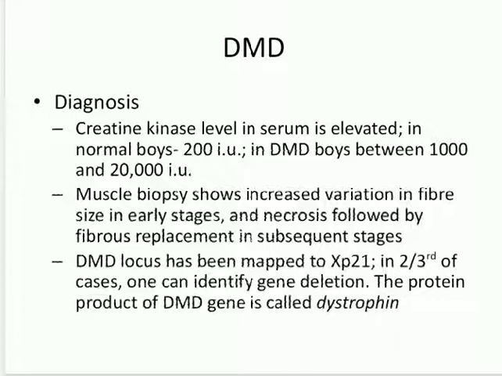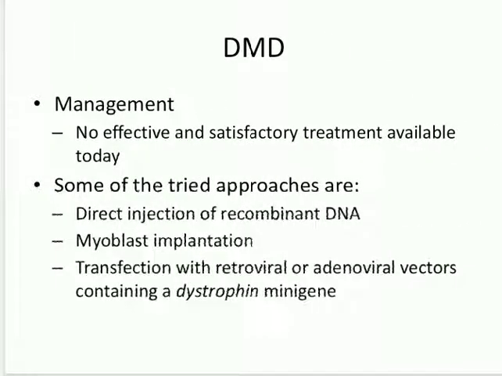Again, you can map the DMD gene to the X chromosome, the short arm of the X chromosome. In two-thirds of cases, you can identify gene deletion. And the protein product of the DMD gene is called dystrophin.